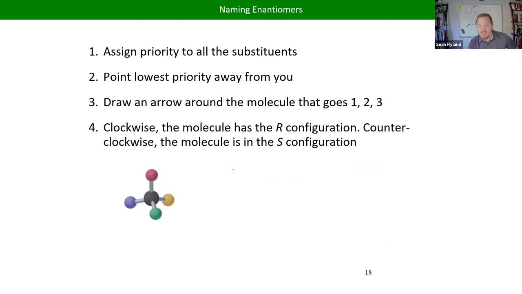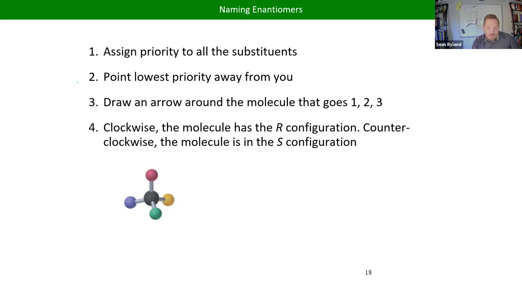Right, so we have 7 minutes left. We're doing just fine, because if you can get the hang of rotating these things around in your head, which is what we've been practicing, then naming them is actually not too bad. It's a little bit harder than cis versus trans, because cis versus trans, you could just look at it when it's 2D and you could see it.